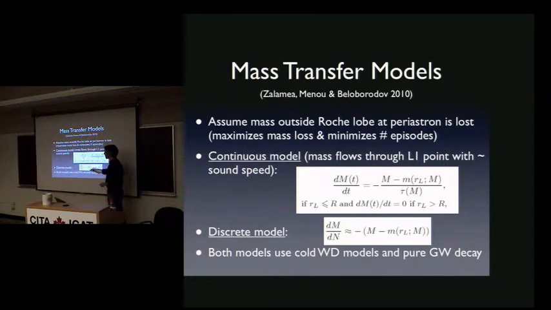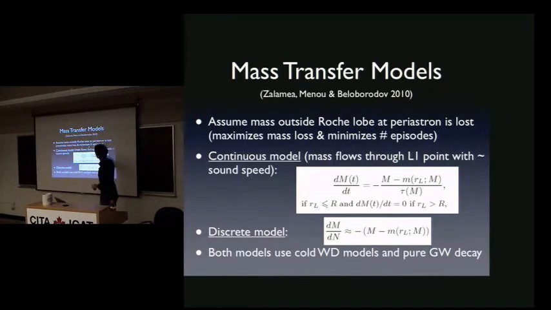And we even did a discrete model. We don't care necessarily about exactly what happens when resolving the mass transfer, but really just assume that at each periastron passage, I lose all the mass that is outside my Roche surface at periastron. That's a simple discrete model. If you do that, and very important, we assume pure gravitational wave decay of the orbit, so it's the Peters-Mathews formula, and we assume that the white dwarfs are strictly cold, and that turned out to be important as a limitation. So by doing this, we maximize the mass loss. Really, we lose all the mass that we can lose, which is the mass outside the Roche lobe at periastron.